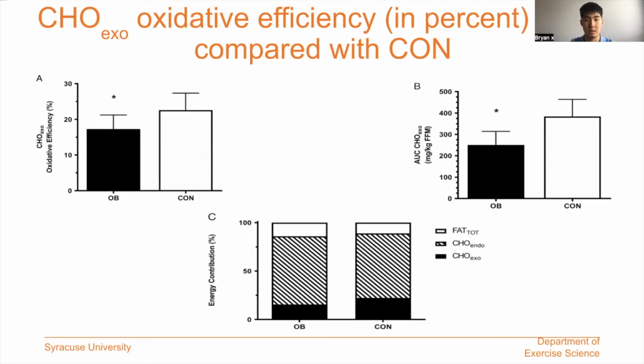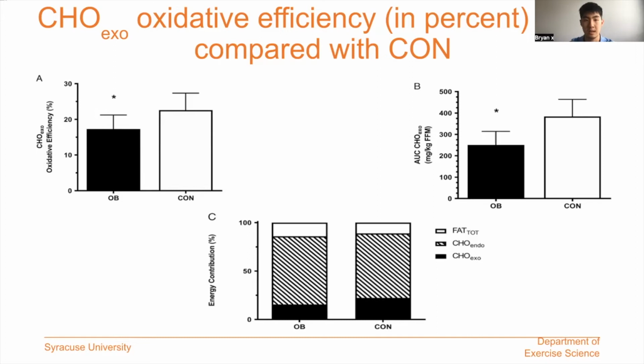group. In graph A, the rate of exogenous carbohydrate oxidation efficiency is measured in percent, where the obese group yielded 17.3% plus or minus 4%, where the control group yielded 22.6% plus or minus 4.7%, with a significant value of p less than 0.05. This graph shows that the obese group was significantly lower in exogenous carbohydrate oxidative efficiency.